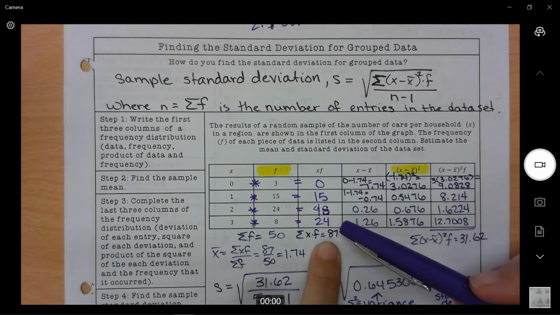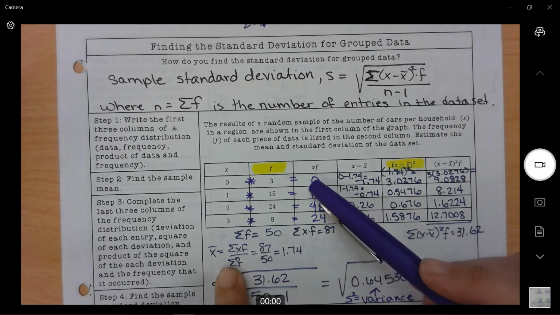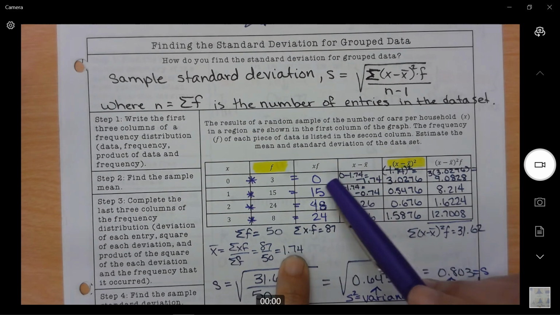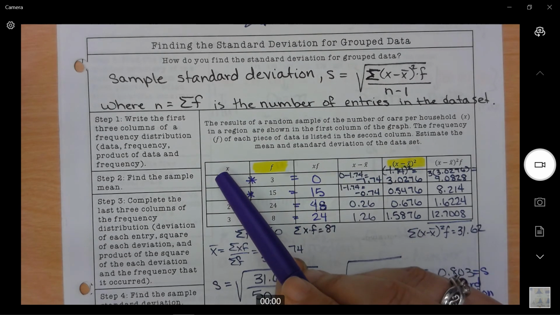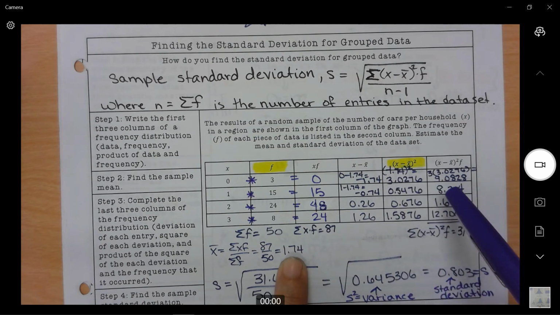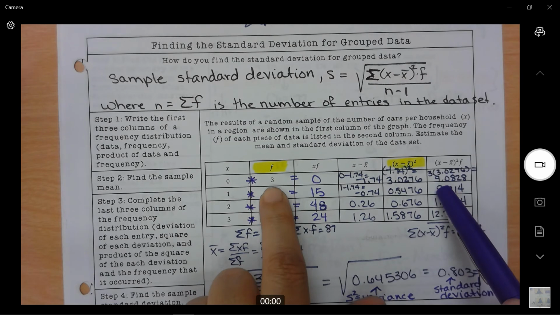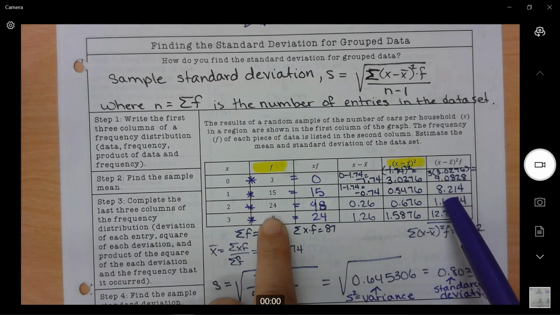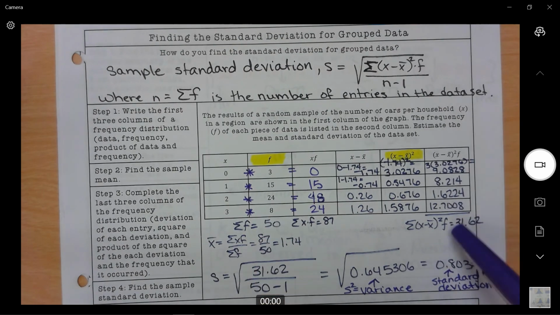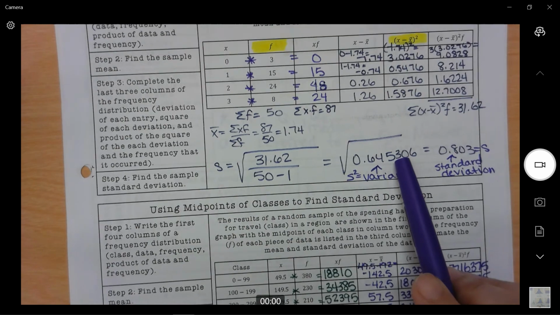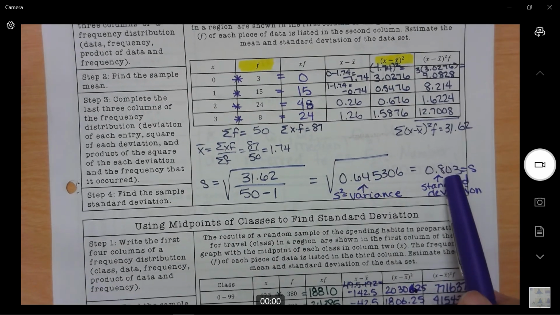Then we do our mean, which is the sum of the totals divided by how many there were. And then we keep going from there. We go back to our x. X is 0 minus the mean, and then square it, and then multiply it times the frequency, because it's 3 times that happened. 15 times it happened here, 24 times it happened here, 8 times it happened here. Then we add it all up. Then we divide it by n minus 1, and you get your variance and your standard deviation.